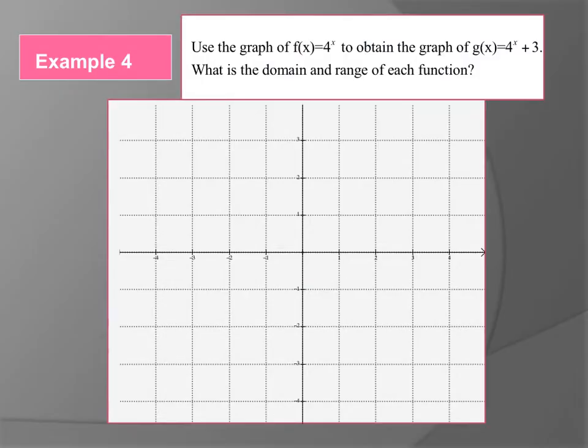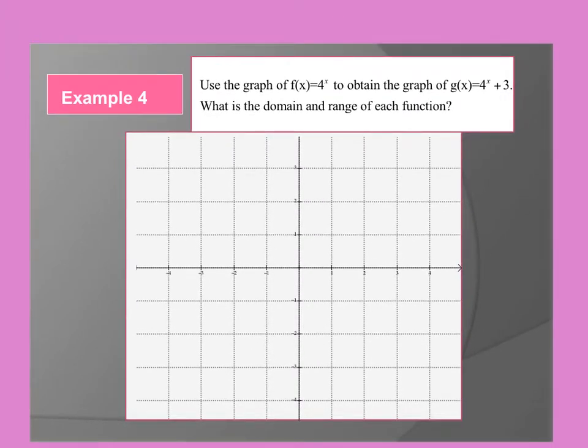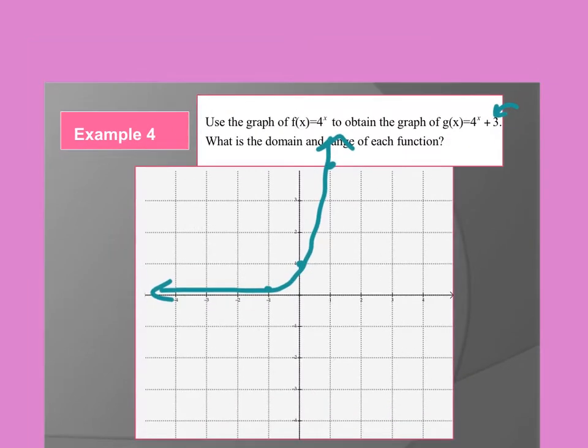So let's start to apply some, right? So we know what f of x equals 4 to the x looks like. We've just done it. 1/4, 1, and 4. Now what happens when I add 3 to the end of it? Up 3 places. So 1, 2, 3 gets shifted up. And my new shifted function looks like that.